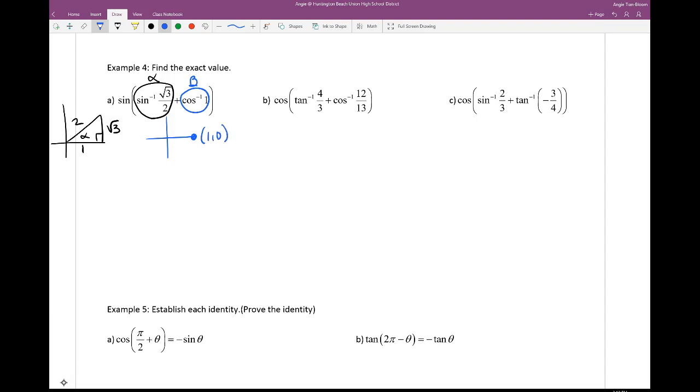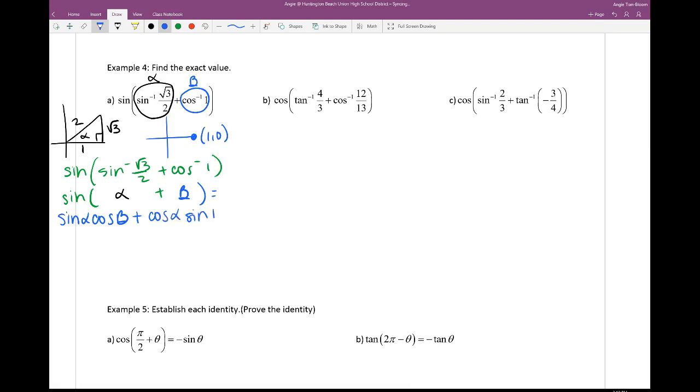Okay, so let's go and find sine. You got sine of sine inverse of radical 3 over 2 plus cosine inverse of 1. But we already know that this is alpha and this is beta, right? So let's use your identity. And I meant beta. Okay. And the identity said, hey, what's the identity? Can you help me write that out? Sine of alpha, cosine of beta. Good. So far, so good. Plus cosine of alpha times sine of beta.